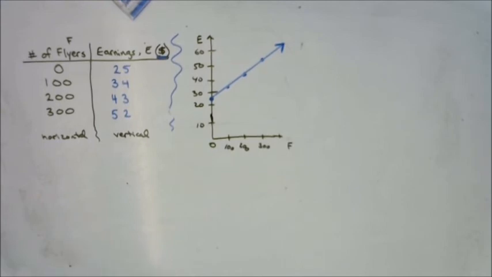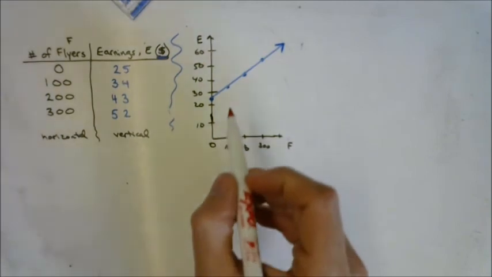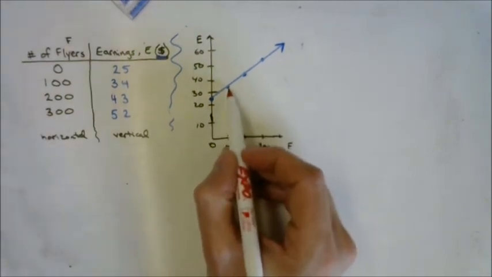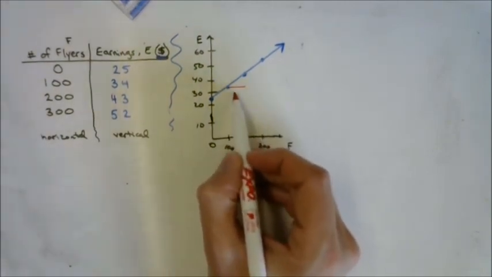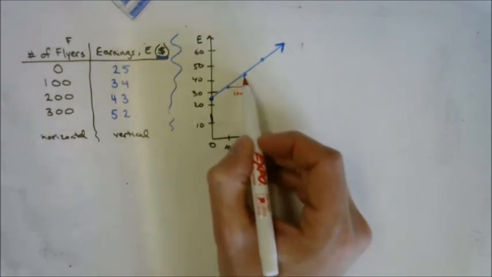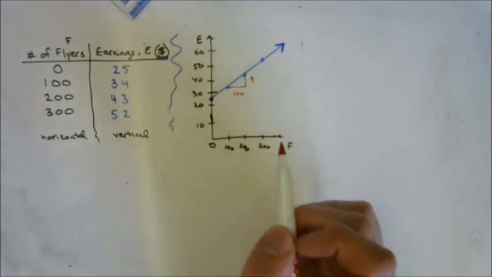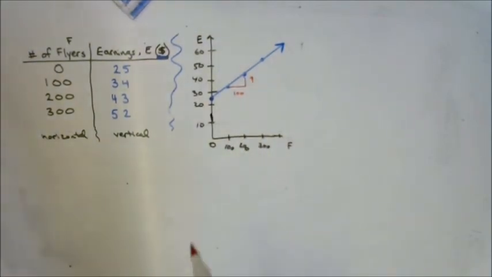In this example, guys, I'm just going to quickly draw you a little rise over run. As you're graphing, you're thinking, okay, a run of 100 and a rise of 9. Each step is like that. Rise over run, which tells us our slope.